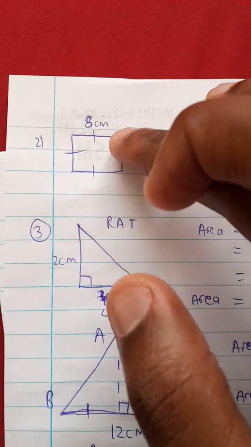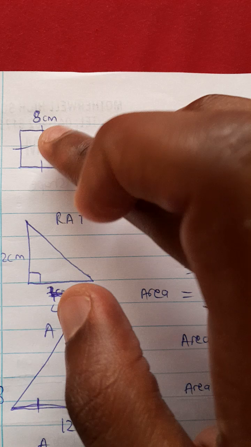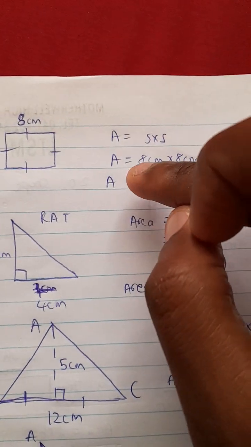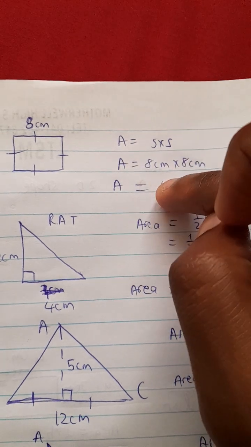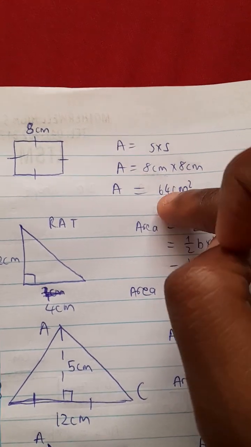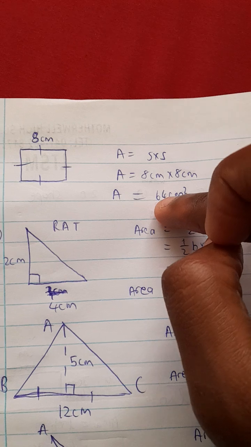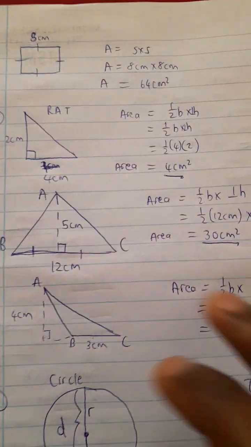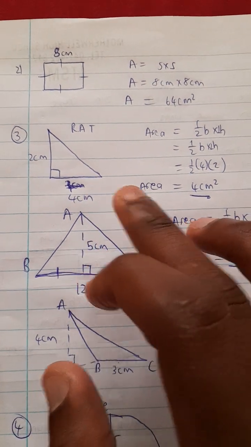So we take the horizontal dimension, which is side, and we take the vertical dimension of the square, which is side, times side, and then we substitute 8 centimeters times 8 centimeters gives us 64 centimeter squared. So that's the area of a square. Simple, straightforward. We go to the area of a rectangle.